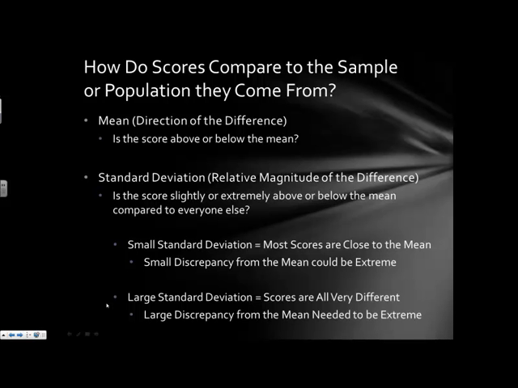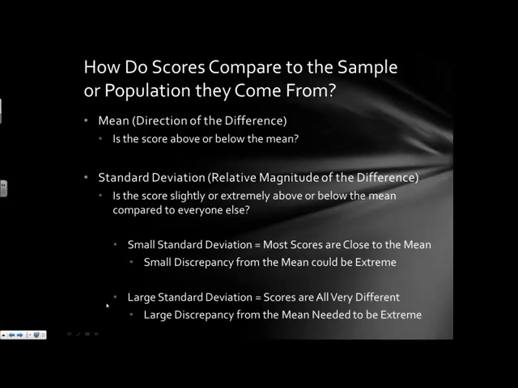So am I slightly or extremely above or below the mean? You can't determine whether you are extremely or slightly above or below the mean just by looking at how many points away your score is from the mean in terms of raw scores. You need to consider the standard deviation so that you have a measure of the relative magnitude of that difference, because you need to know how spread out scores are.